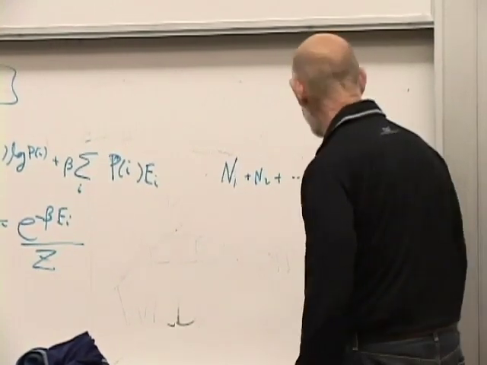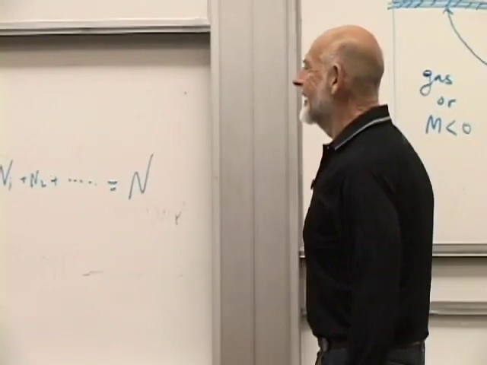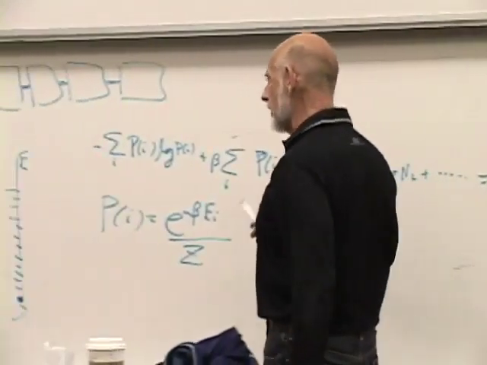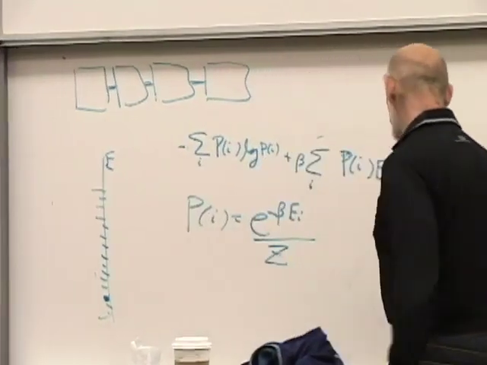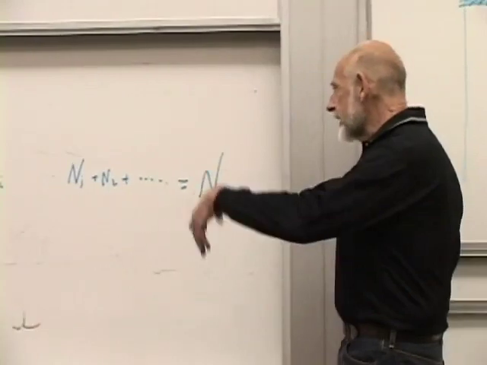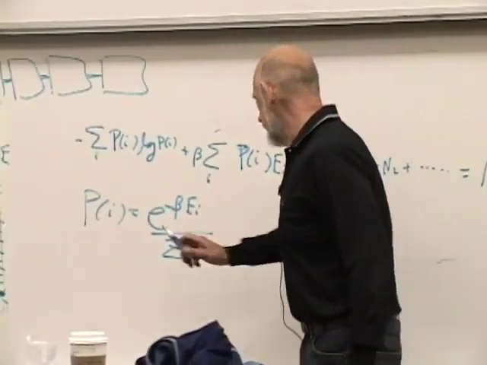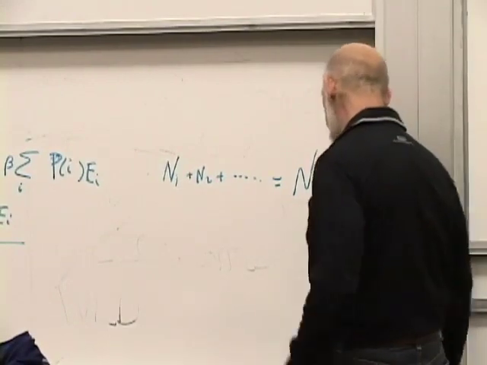Yeah? I just want to, when you did this the first time, you had two constraints. Yes, yes, there was. That wasn't the number of particles, it was the number of boxes, right. Yeah, you're right. There actually were two constraints. The total number of boxes added up to N, but that's right. All right. I had hoped to get around that.